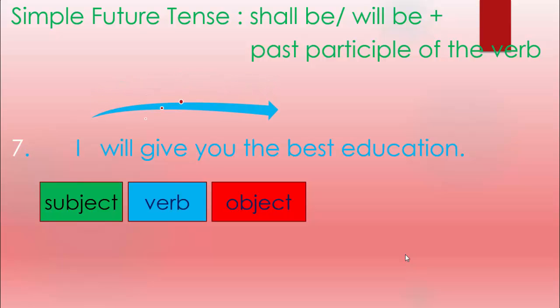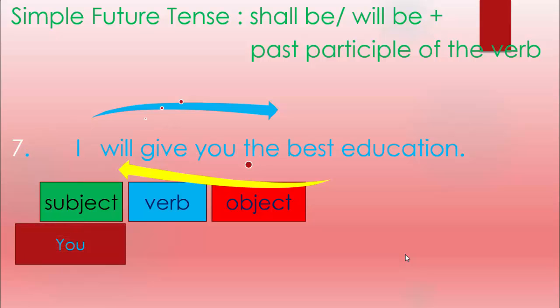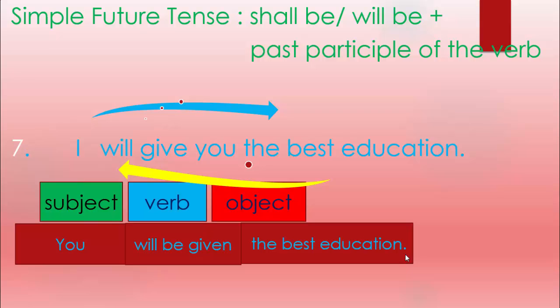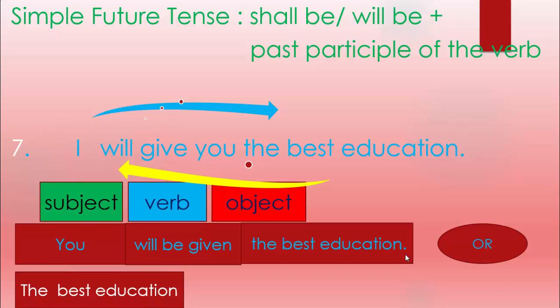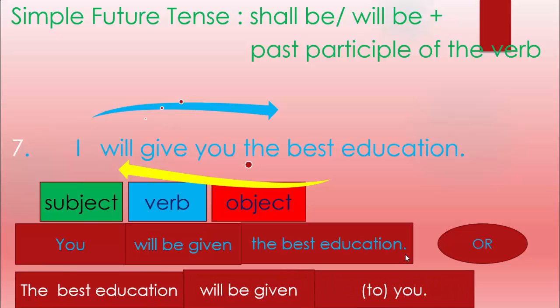You know the rules that the subject becomes object, the object becomes subject, and change the verb according to the tense and the subject. I take here you, then I will take will be given, then the best education. We can solve another way. I take first the best education, then will be given, then you. So the sentence is the best education will be given to you.